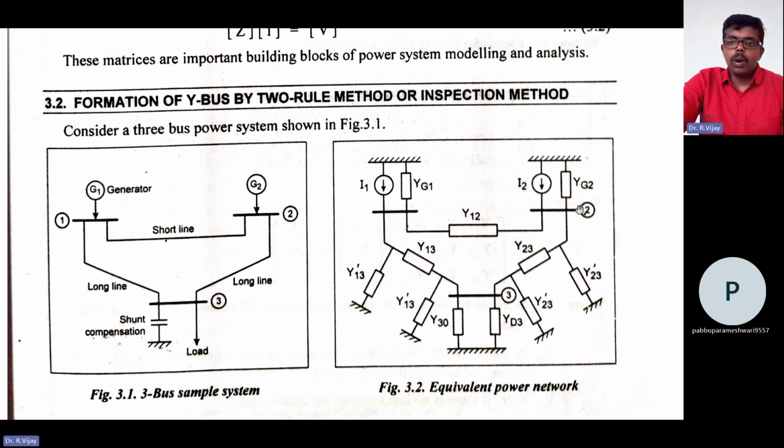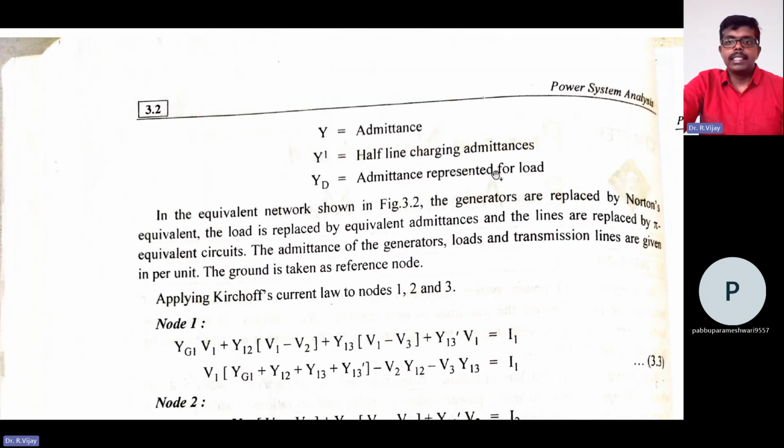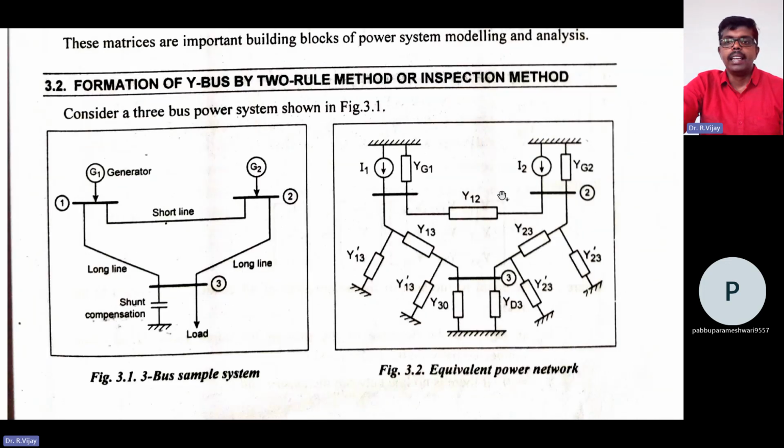Okay, and between buses 2 and 3 you have the admittance Y23. So this is how we need to create the equivalent circuit. And YD3 is nothing but the load admittance. The admittance represented for the load is YD3. The third bus is the load bus, and buses 1 and 2 are the generator buses. So that you need to develop.